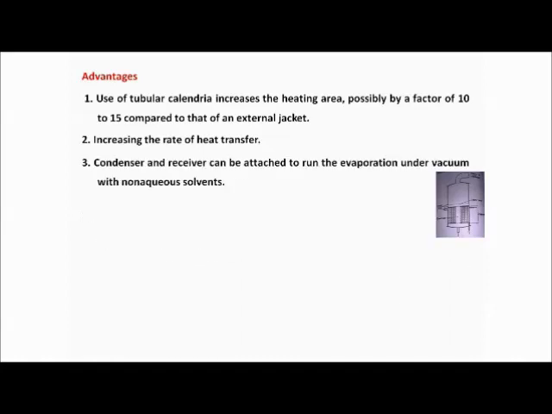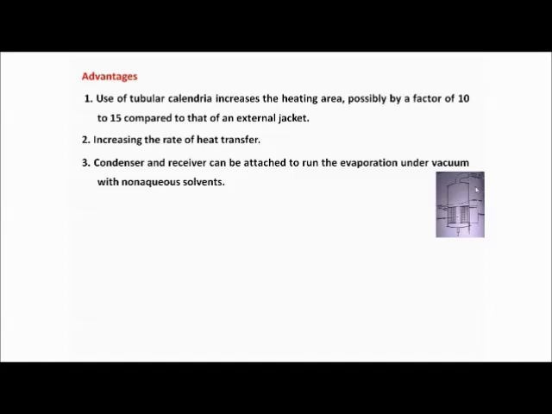Next, the condenser and receiver can be attached to run the evaporation under vacuum with non-aqueous solvent. So here at this point you can attach a condenser. Once it is attached here, the vapor will go to this side. The movement is very simple. The vapor is heated, right? Once the vapor is heated, it becomes light as compared to the liquid. It will move fast to this area.